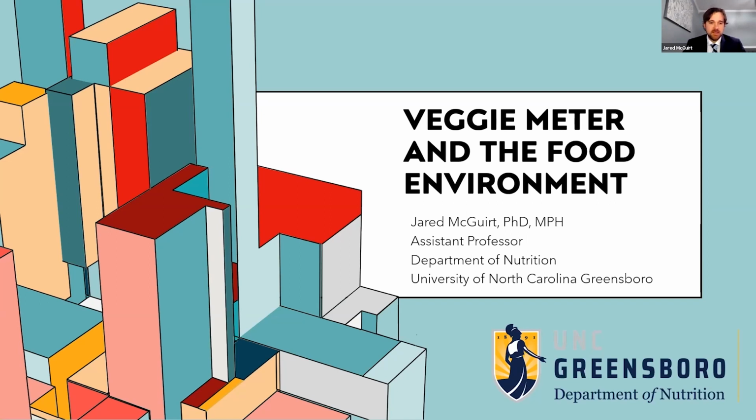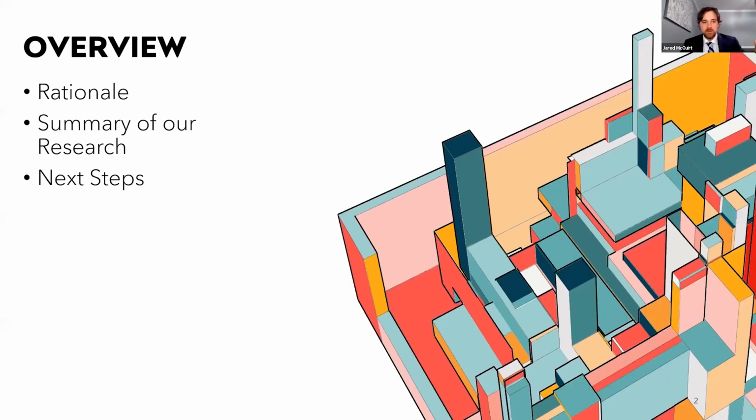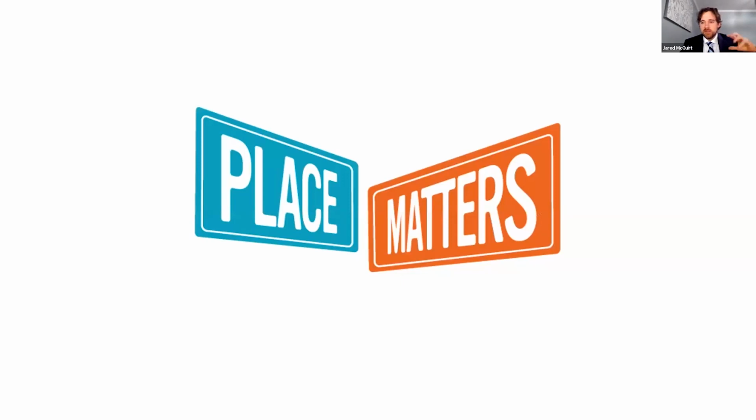Let's go to the next slide. Okay, so just a quick overview. I'll give a little bit of rationale for why we should consider the food environment whenever we're doing research with the Veggie Meter. I'll talk about some of our research, me and my research collaborators, and also talk about some next steps to consider. I want to start with the foundation that's really important to my research, and that I think is just a truth, and that's that place matters. Place matters for our diet behaviors. One of my goals in my career has been to try and understand that better, because it can get kind of confusing. So we'll talk a little bit about that.